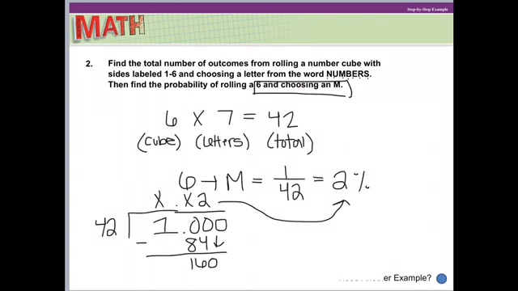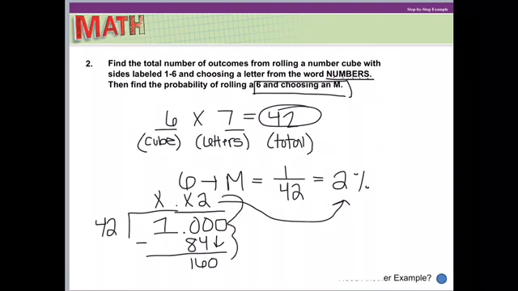So I know that a number cube has 6 different outcomes, and the number of letters in numbers is 7. So that's 7 different outcomes. And I multiplied 6 times 7, so there are a total of 42 outcomes. And since rolling a 6 and choosing an M is only one favorable outcome, the probability of rolling a 6 and choosing M is 1 out of 42, or about 2%, which I did long division to find.